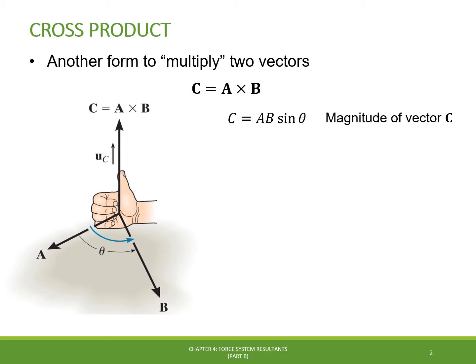Graphically, we can also use the right-hand rule to show the cross product between A and B by curling the fingers of the right hand from vector A to vector B, in which vector C points in the direction of the thumb. If we also take a unit vector UC defining the direction of C, then we can expand the mathematical expression of the cross product to this formula here, in terms of the magnitude of the vector C.